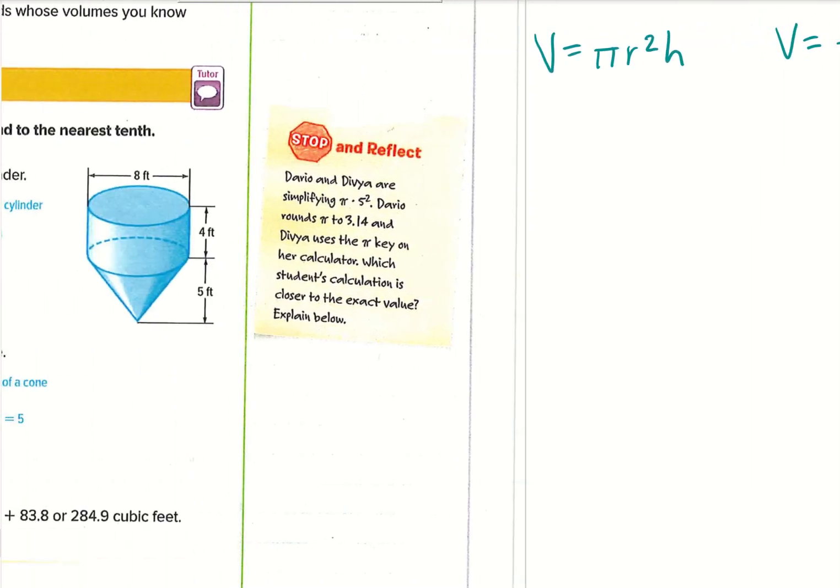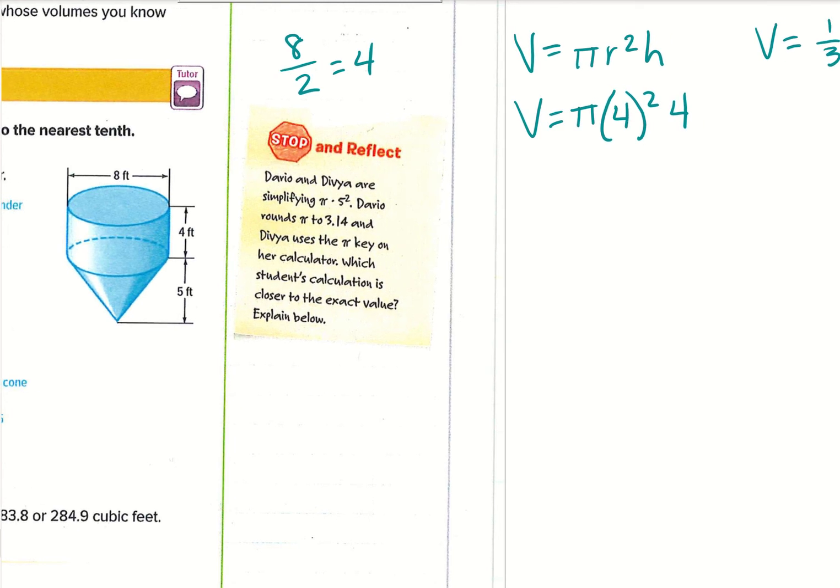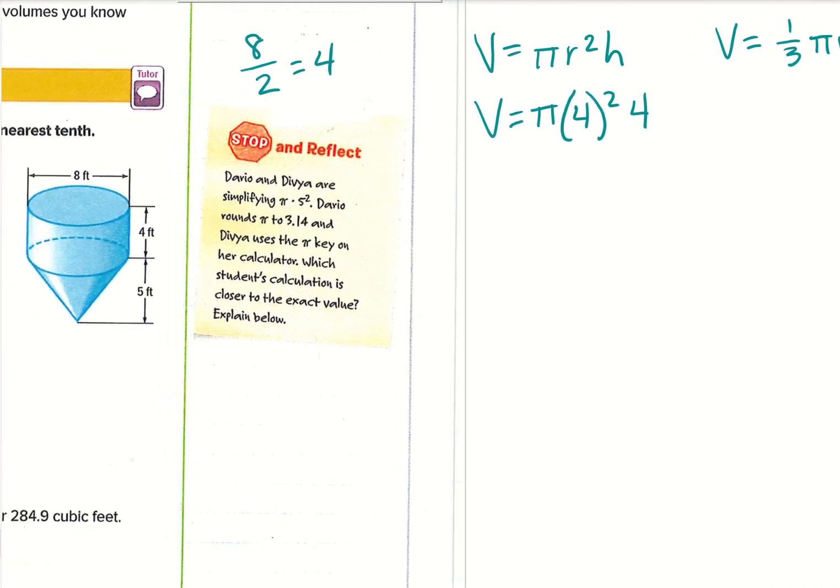Okay, so now I'm going to look at the cylinder portion. First of all, it tells us our diameter is 8 feet, right? So because the diameter is 8 feet, again, we divide that by 2. 8 divided by 2 equals 4. So our radius for the cylinder will be 4. And then our height will also be 4. Okay? And then we can go ahead and move on to the cone.